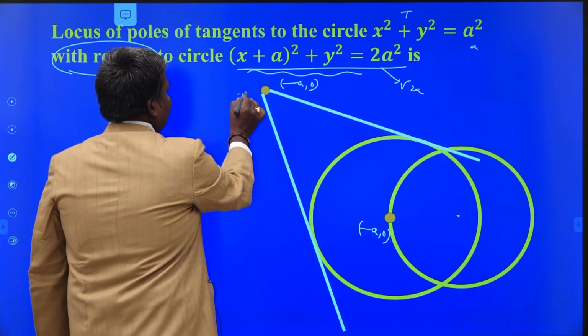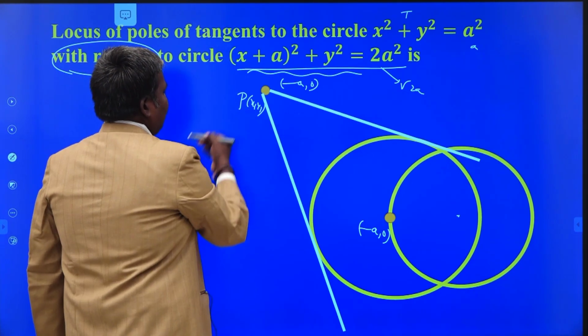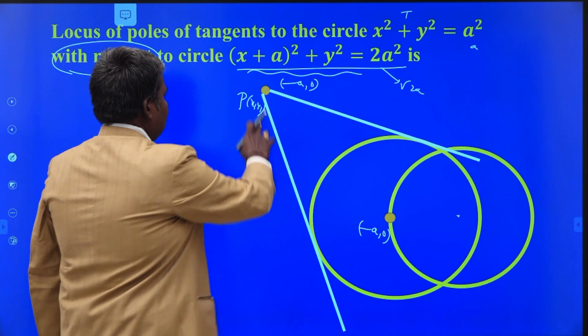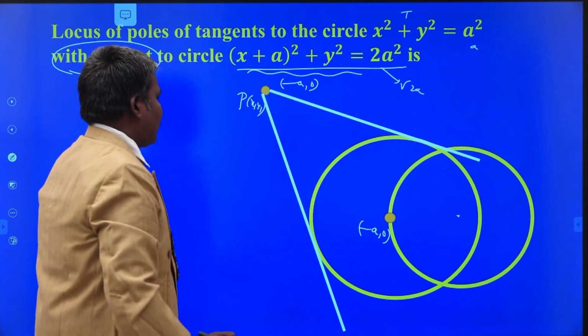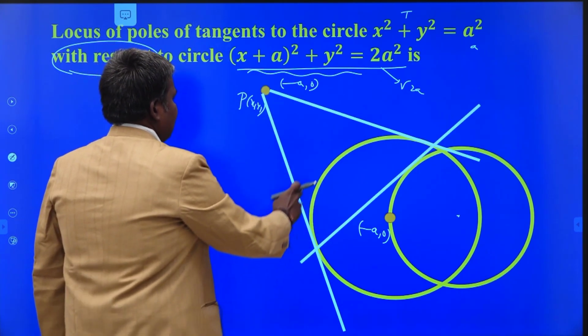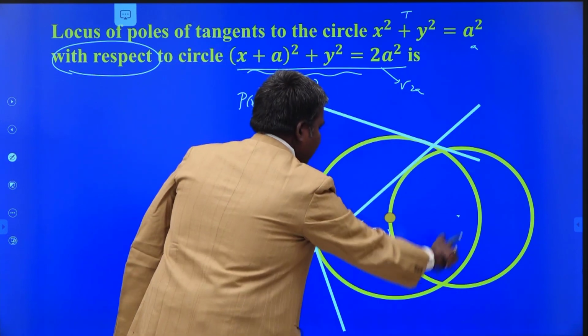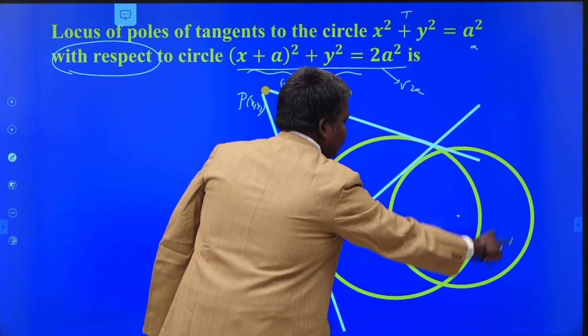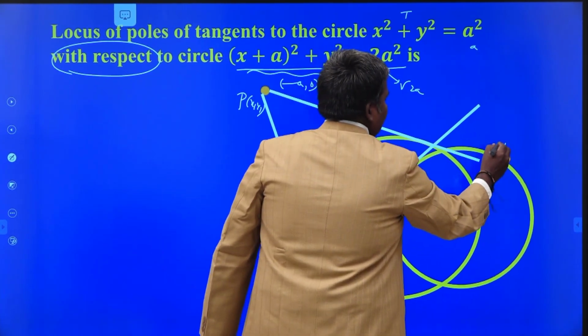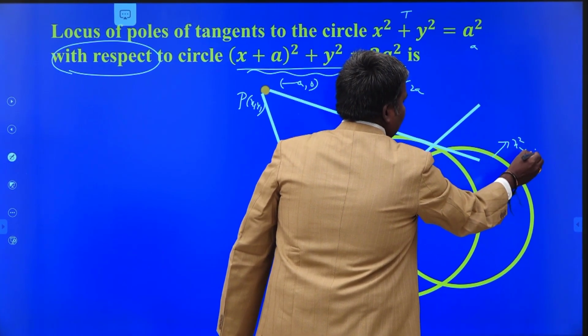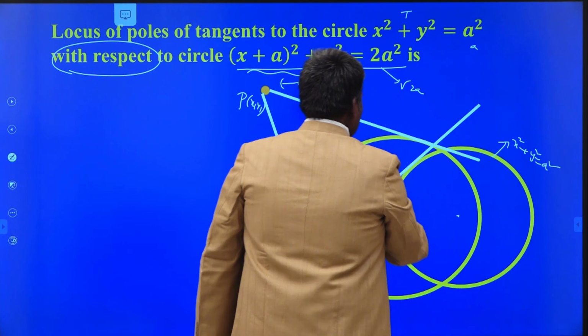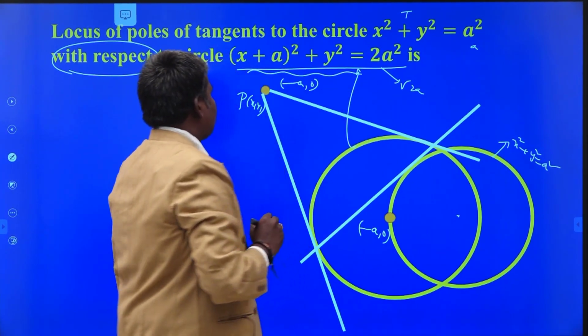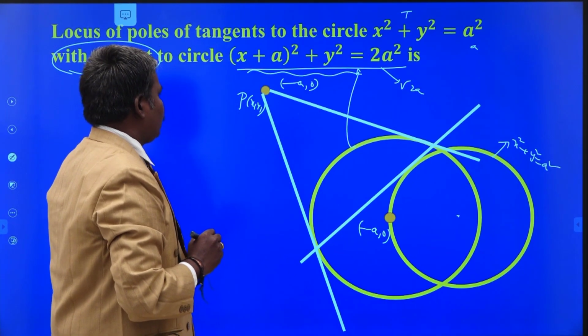This is the point P, x1 comma y1, any point on my locus. There, its polar is nothing but the chord of contact of my point with respect to this circle. At the same time, your polar becomes tangent to this circle, x square plus y square equals a square. This is the second circle: x plus a whole square plus y square equal to 2a square.